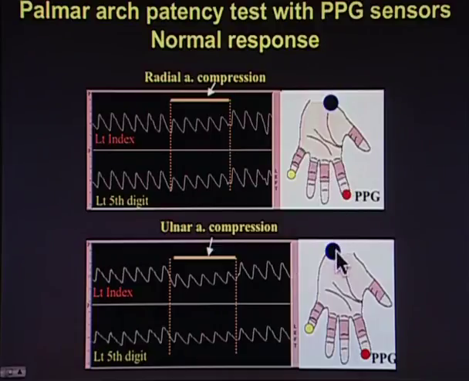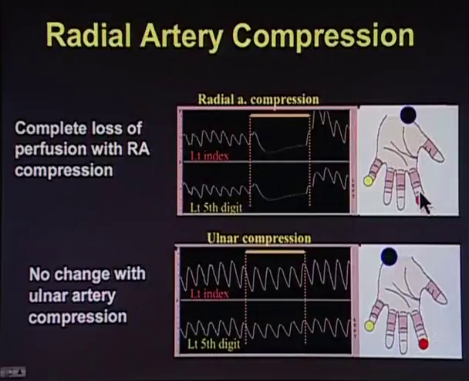We then compress the ulnar artery, and we look for the same phenomenon. There's no decrease here in the PPG tracings with ulnar artery compression. So that means in this case the radial artery is able to supply blood flow through the palmar arch to all the digits with no compromise in the perfusion. So this person would be a candidate for radial artery harvest.